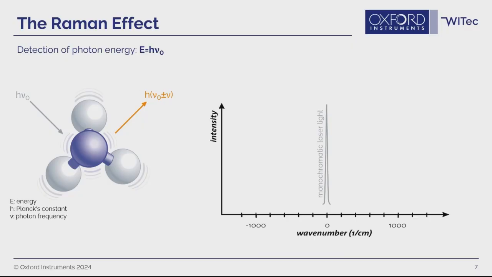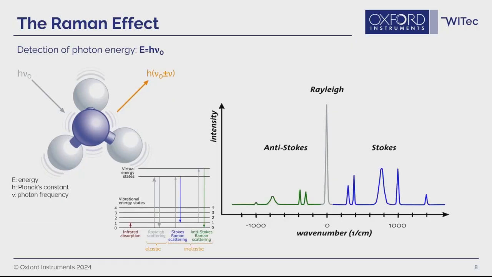The second effect that can occur is inelastic light scattering, as you can see on the left side on the molecule. So the scattered light has a slightly shifted energy, and this energy shift corresponds to vibrational modes of a molecule or phonons in a crystalline structure. To understand the Raman effect better, let's have a look at the Jablonski diagram.